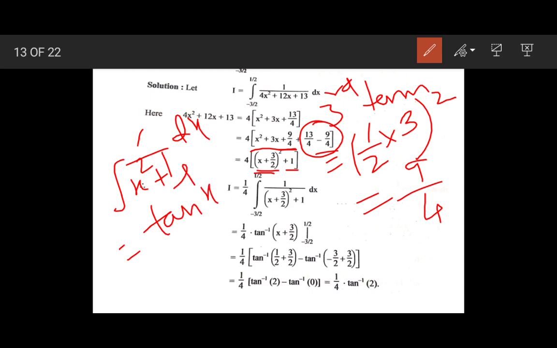Now this is in the form of integral 1 upon x square plus 1 dx, and that is the formula of tan inverse x plus c. So it will be tan inverse x, but in place of x it is x plus 3 upon 2. So tan inverse of x plus 3 upon 2, then we have to put the limits of integral, which are minus 3 upon 2 to 1 upon 2. So it will be tan inverse of 1 upon 2 plus 3 upon 2 minus tan inverse of the lower limit, minus 3 upon 2 plus 3 upon 2. So it will cancel out, so it will be 0. So tan inverse 2 minus tan inverse 0, but tan inverse 0 is 0. So it will be 1 upon 4 into tan inverse 2.